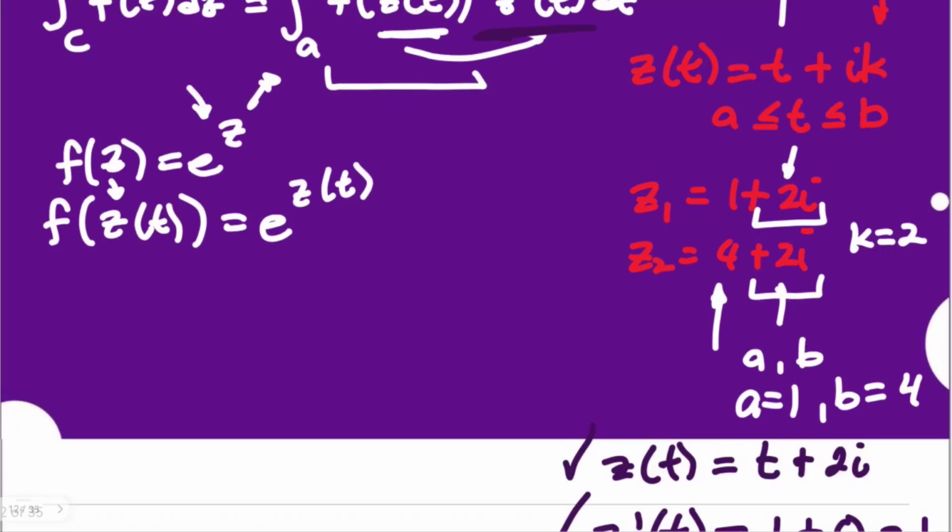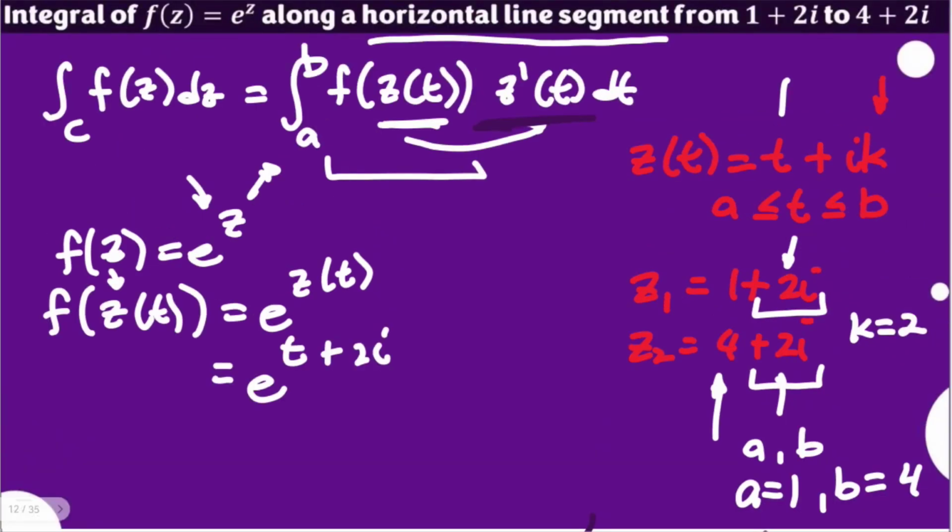So what is z of t? Z of t is actually t plus 2i as indicated here. So our given function is identified as e to the power of t plus 2i. Now, I will suggest another additional step here before plugging that into our given formula.